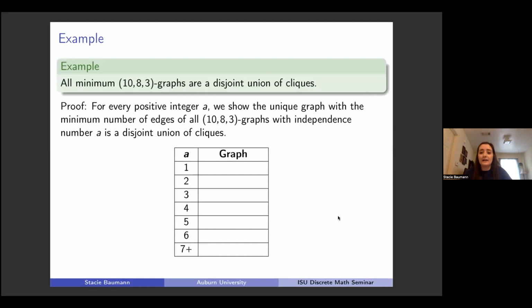Okay, so how I'm going to do that: the independence number being different kind of drove this proof. So what I'm going to do is show what the unique graph on the minimum number of edges, the (10, 8, 3) graph with a specific independence number, is. I'm going to fix the independence number and figure out what the minimum graph is. I'm going to show that these are all disjoint unions of cliques. If every single one, for every independence number, is a disjoint union of cliques, then definitely the minimum overall is also a disjoint union of cliques.